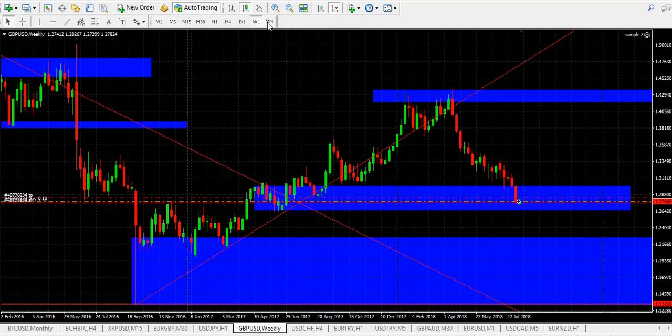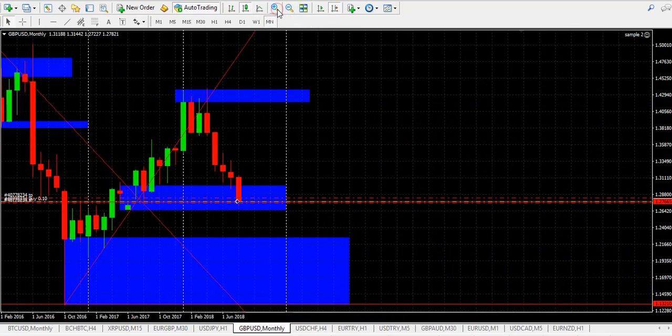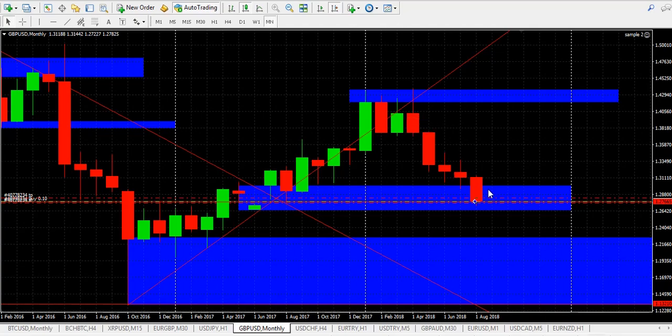Now, if you analyze everything in advance on the higher time frames, you can then place long-term trades like this monthly trade here at this buy. If I wanted to, I could hold this probably for the rest of the year.